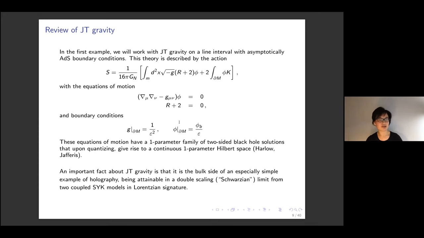One natural basis for this Hilbert space that we can use will be provided by the Hartle-Hawking states, which are the states we can set up by doing a Euclidean path integral on a half disk with an open cut along a line interval. And in that case, the circumference of the disk can be taken as the continuous parameter that labels the states. Now, an important fact about JT gravity is that it's the bulk side of an especially simple example of holography, being attainable in a double scaling limit, sometimes called a Schwarzian limit, from two coupled SYK models, where the SYK model is a quantum mechanical system of fermions with a random Fermi coupling, whose details will not matter at all for this talk. You should just know that JT gravity does have a holographic dual.